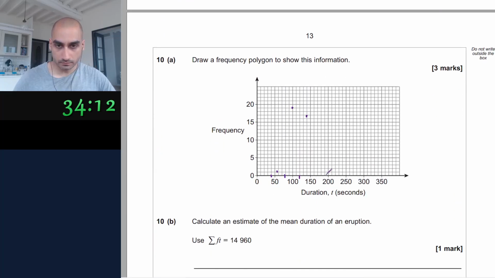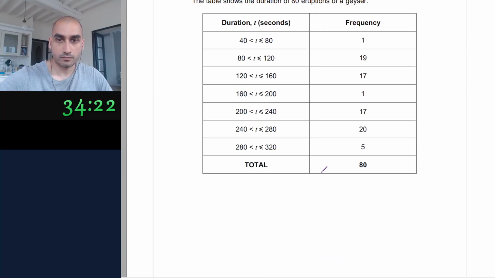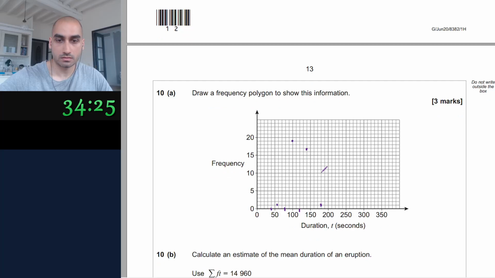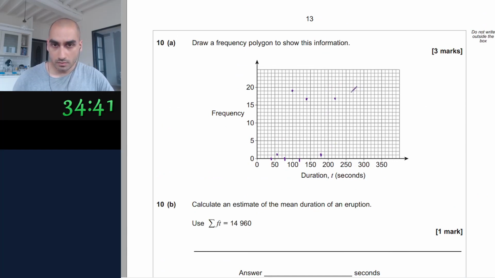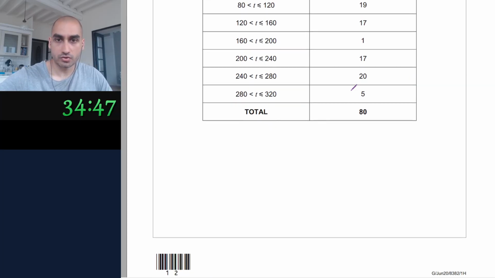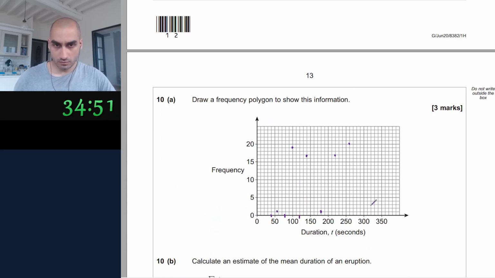181. 220, 17. 260, 20. 305. And then I assume you just join them up. This is gonna look horrible. Just pretend I used a ruler.